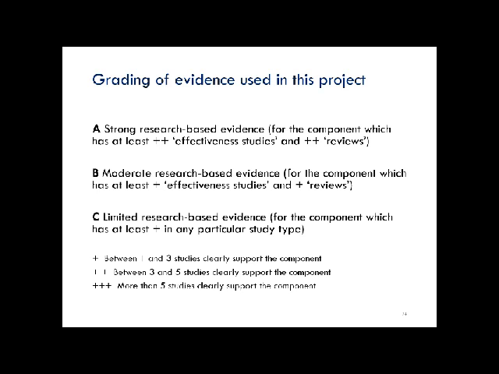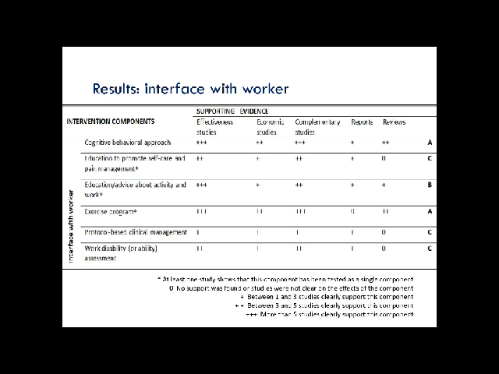Our grading of evidence that was used in this project is a very similar methodology to that proposed by the National Institute for Health and Clinical Excellence. And we classified A, B, C: A for strong research-based evidence, B moderate, and C limited research-based evidence. And there is a whole grading system to look into the amount of studies and the type of studies that are classifying this grading.